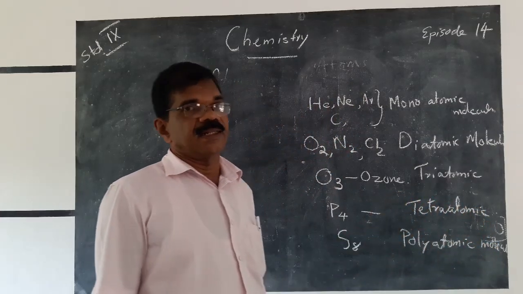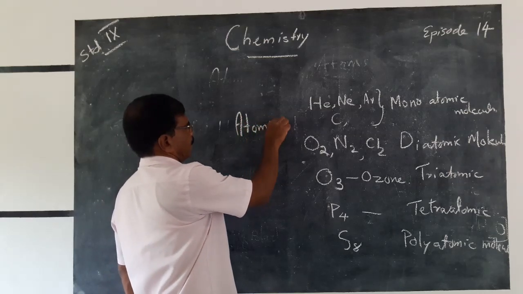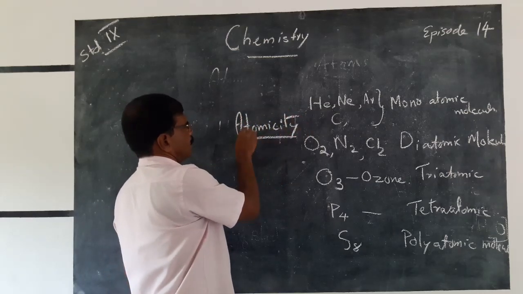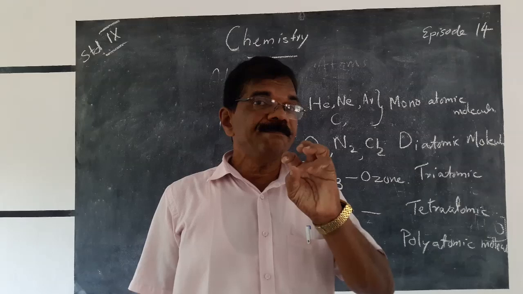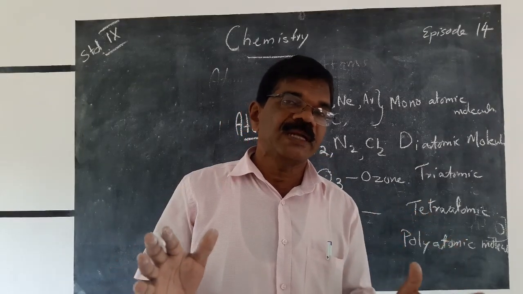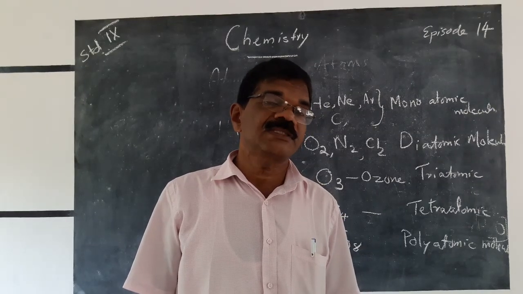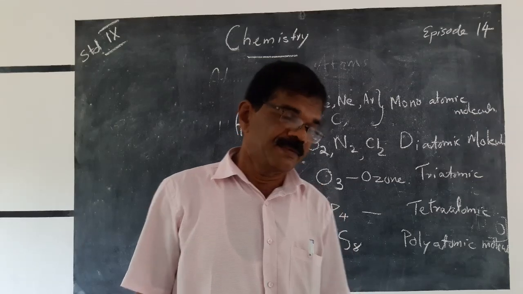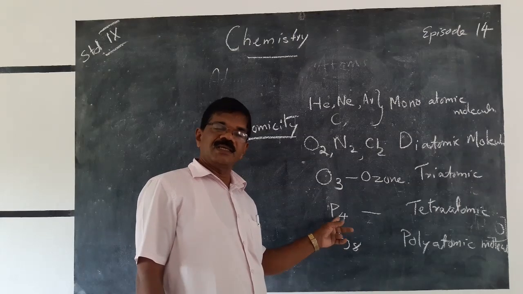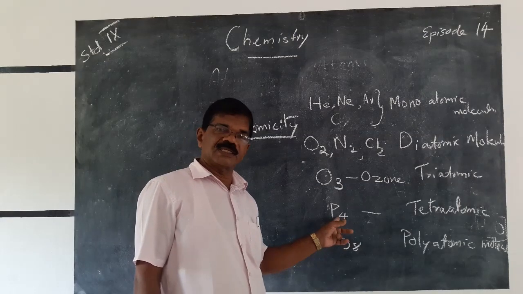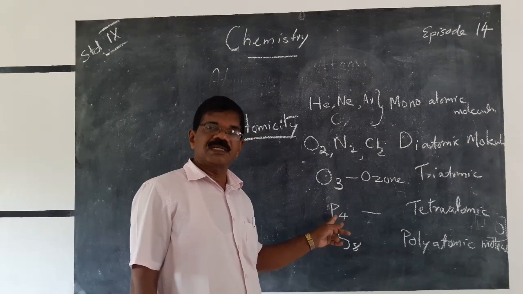Then there comes another term, namely atomicity. What is atomicity? Atomicity is the number of atoms present in one molecule of an element. The atomicity of phosphorus is 4. Why? One molecule of phosphorus contains 4 atoms. So its atomicity is 4.